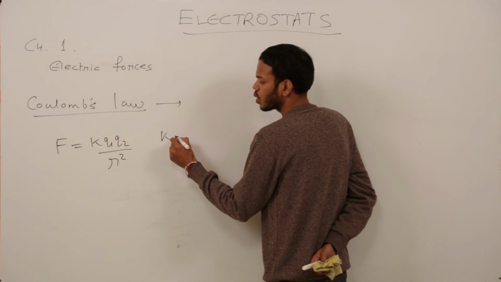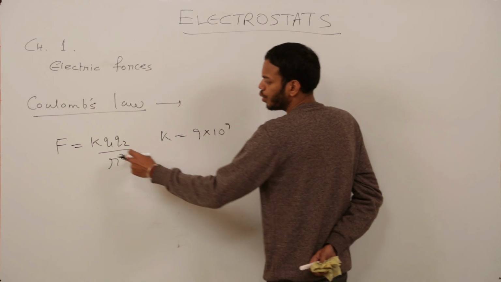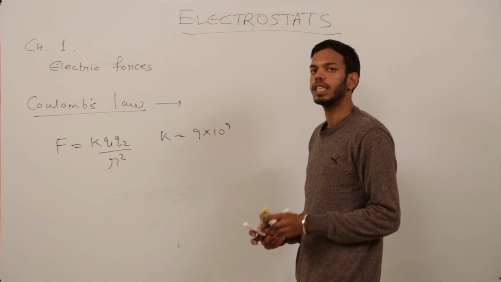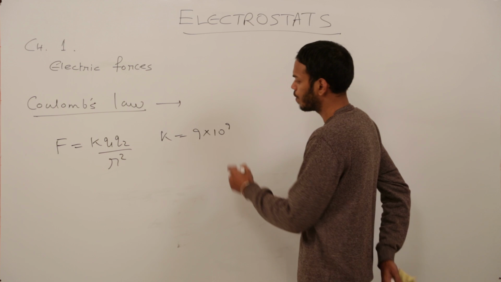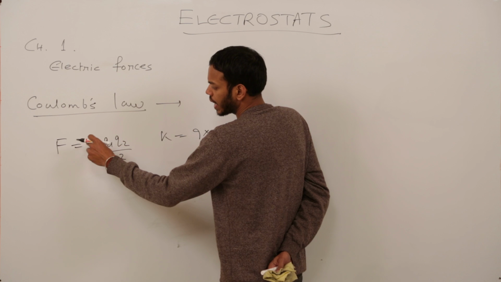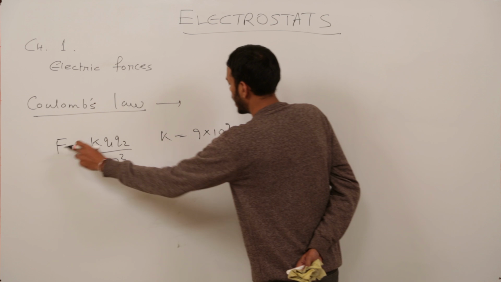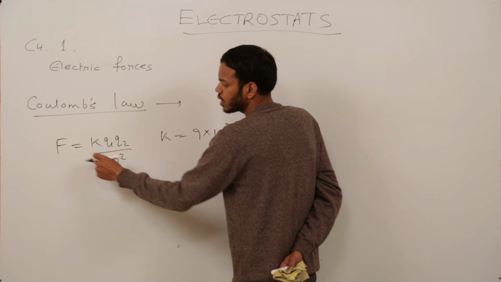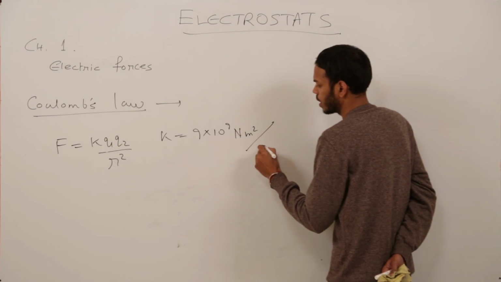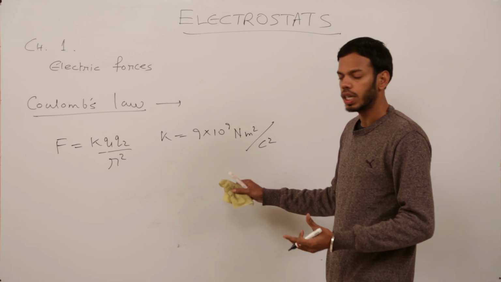K is the constant of proportionality, given by 9 into 10 raised to power 9. The unit is, never learn the units, always derive the units as required by the numerical. For example, here I want to write the SI unit of K. Keeping K here, I take r square and Q1 Q2 to the other side. So the SI unit of force is newtons, distance square is meter square, upon Coulomb into Coulomb, which is Coulomb square. So this is the SI unit. Don't remember the formula or the SI unit, just derive it.